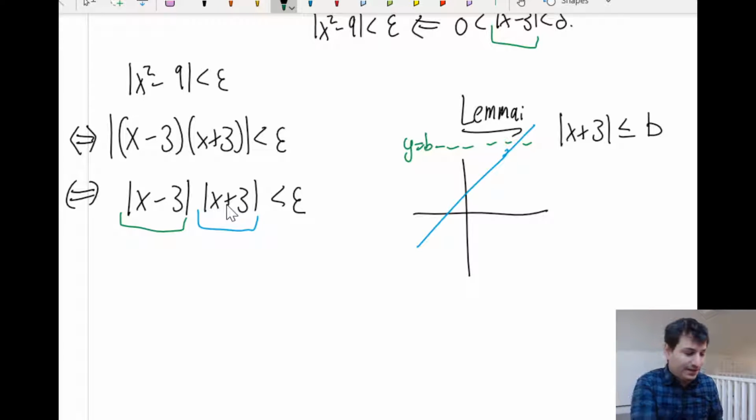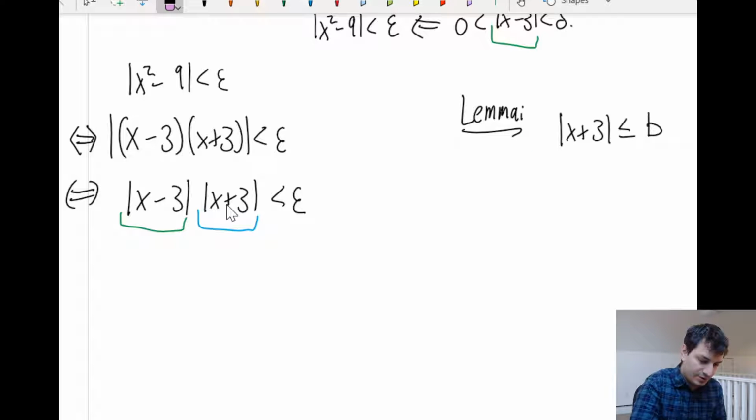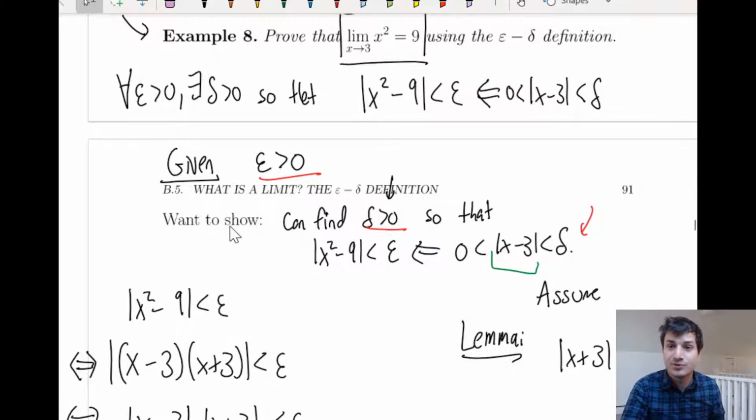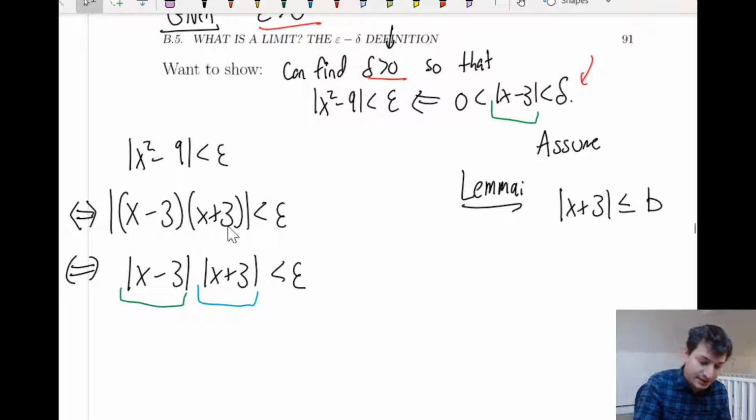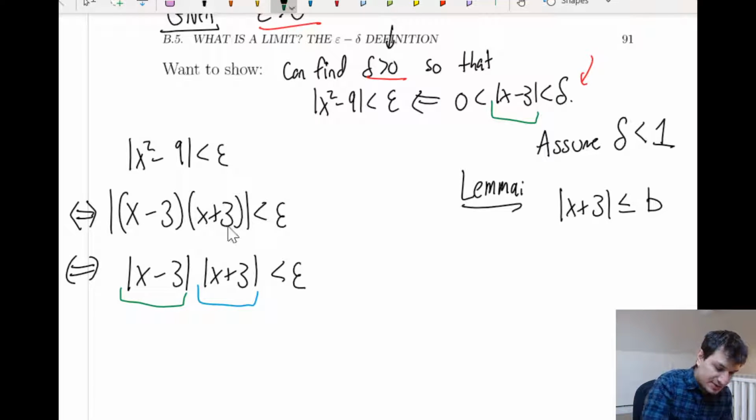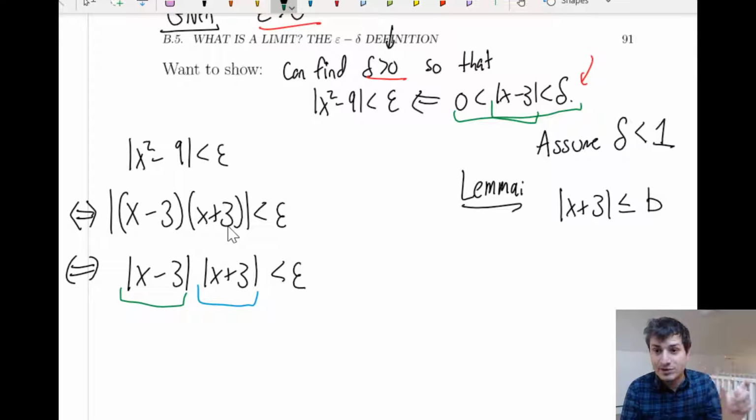And so we're going to restrict our attention to a small interval. Here we're going to make an assumption about what delta is going to be. Remember, it's our job to find delta. So if we want to, we could assume that delta is less than 1. If delta is less than 1, then the hypothesis of our problem tells us that x minus 3 is less than delta, and delta is less than 1, so x minus 3 is less than 1. And so we can use that as part of our lemma.